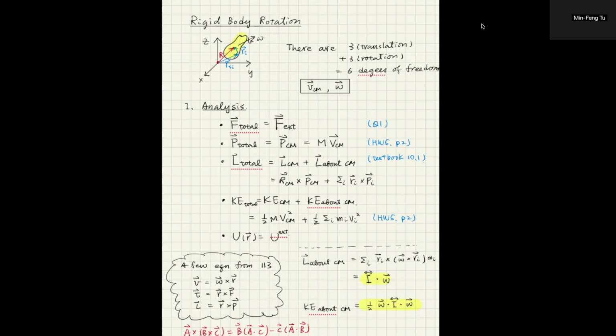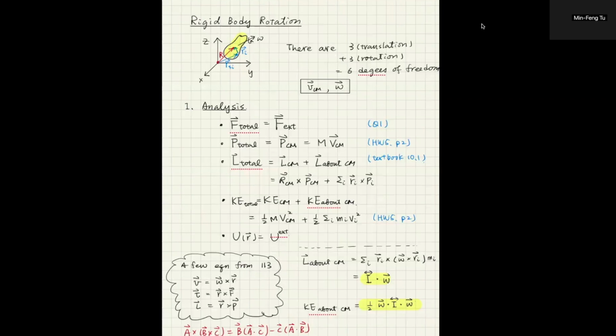Because once you have more particles, there will be more degrees of freedom, and there will be more variables to solve, so you will have a lot of equations. To deal with a complex system, it usually takes different tools. However, out of all these complex systems, there is one special kind of system that is actually doable, that is called rigid body.